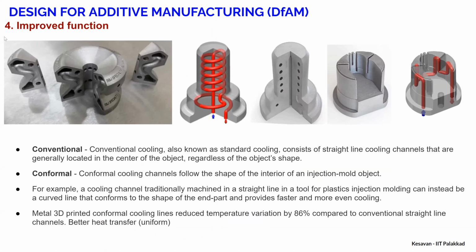And the fourth is improved function, right? What is improved function? For example, I'll take this die. This is a die, and basically it has some cooling channels. One of the requirements of the die is that heat has to be dissipated uniformly all across the cross section.